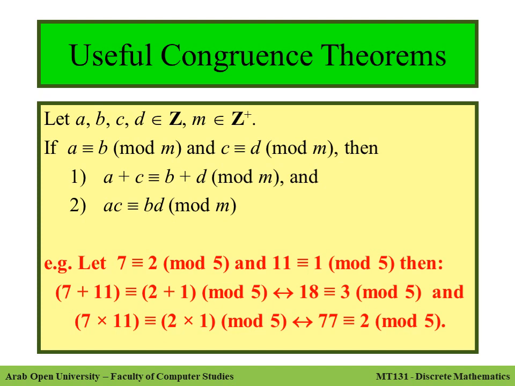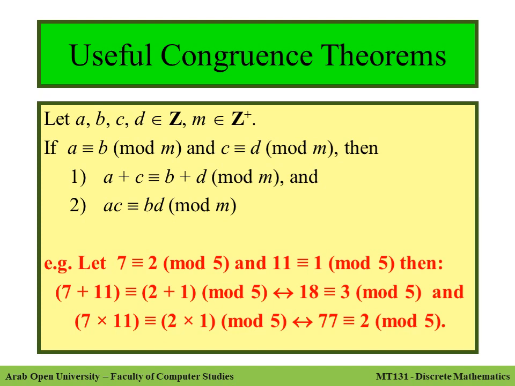Also the product of the left-hand side will be congruent to the product of the right-hand side. A times C will be congruent to B times D. Let me repeat the two formulas. A is congruent to B mod M, and C is congruent to D mod M. The sum of the left-hand side, A plus C, is congruent to the sum of the right-hand side, which is B plus D mod M. The product of the left-hand sides, A times C, will be congruent to the product of the right-hand side, which is B times D. The congruence here is modulo M.